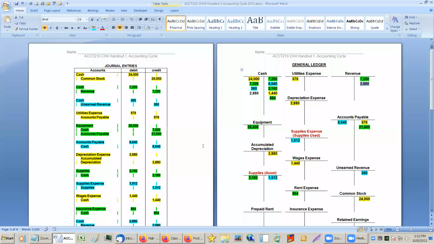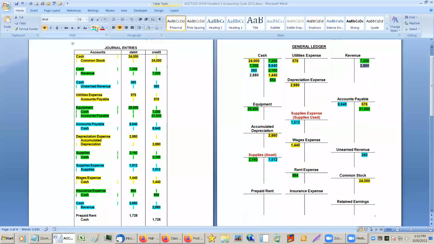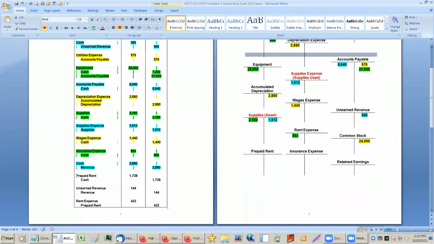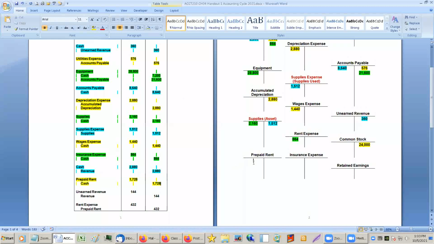Let's see. All right. Prepaid rent. Cash. So this is when we pay rent ahead of time, usually for more than one period.